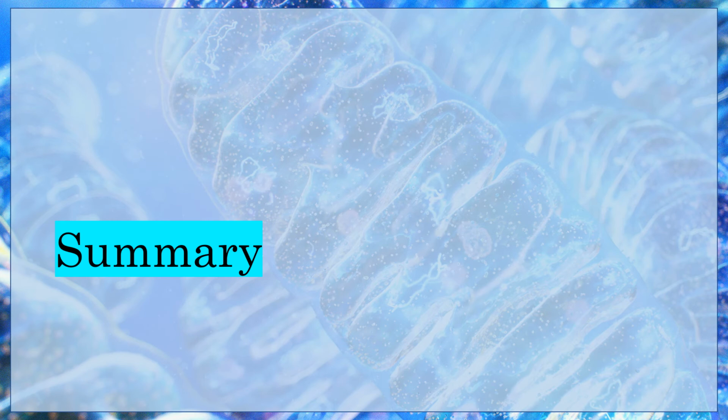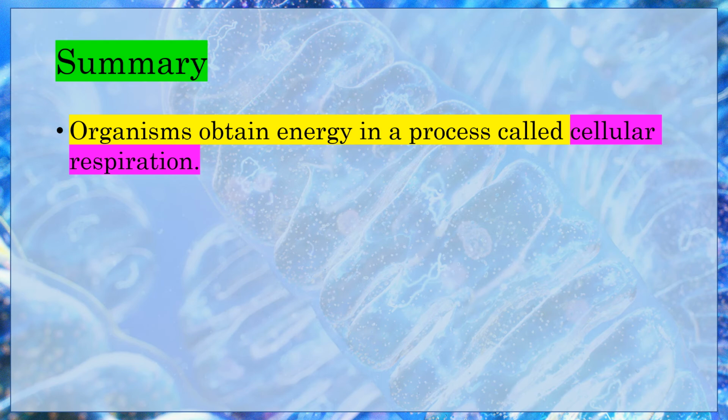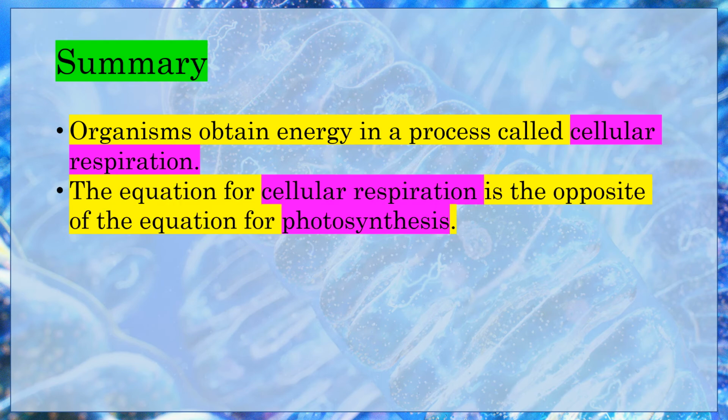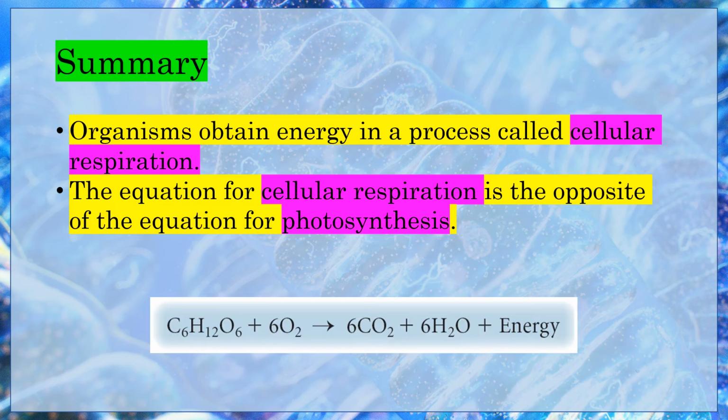Summary for the whole unit here. Organisms obtain energy in a process called cellular respiration. The equation for cellular respiration is the opposite of the equation for photosynthesis. Once again, remember this equation.